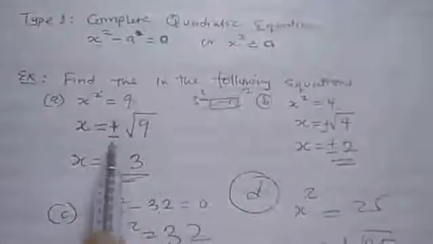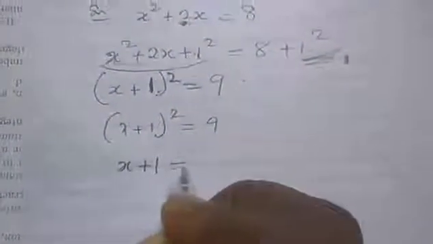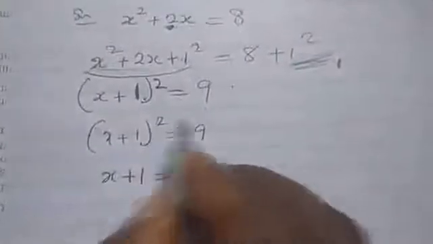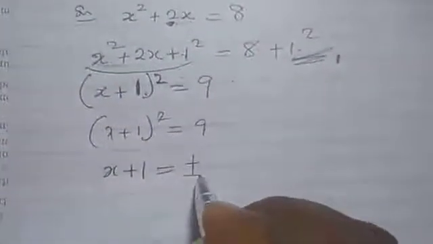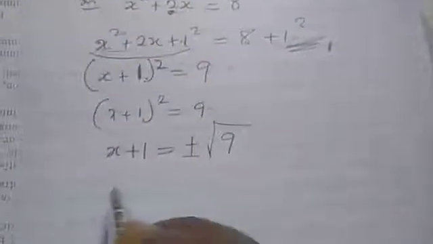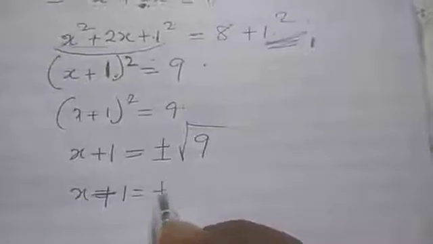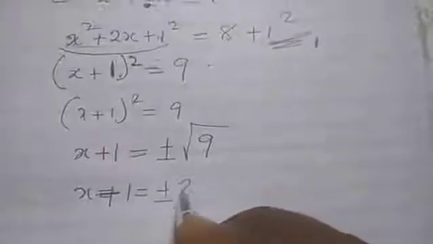So what you do now is you take this square, just like what we have been doing here. As you can see, we are having plus or minus. I will just say x plus 1 equal to, you take this square to the other side. Don't forget I said you must put plus or minus square root of 9. x plus 1 equal to plus or minus square root of 9, which will give me 3.